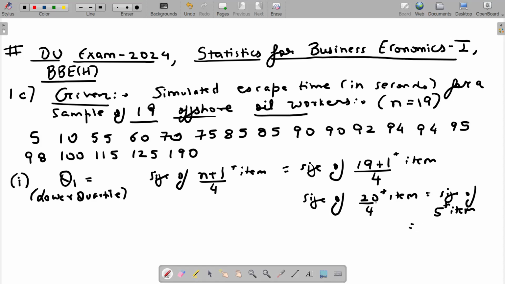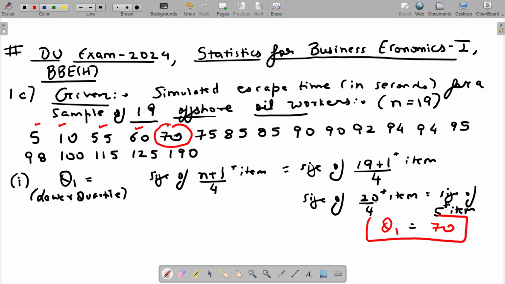What is the 5th item in ascending order? You see the data is already in ascending order. So the 5th item is 1, 2, 3, 4, 5. That means my Q1 comes out as 70. The value of the lower quartile is coming out as 70. Okay, so that is my Q1.